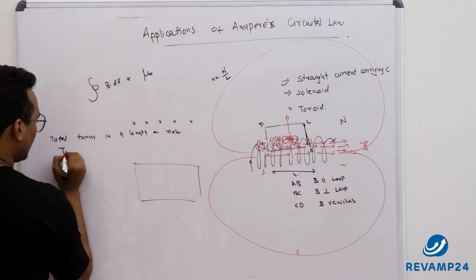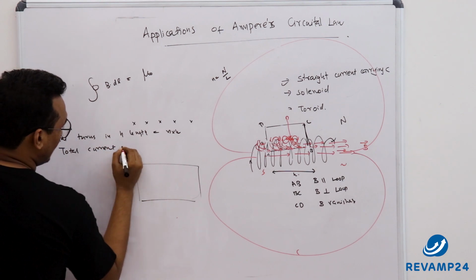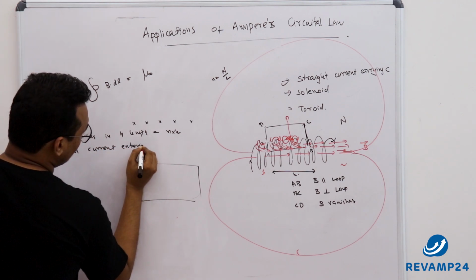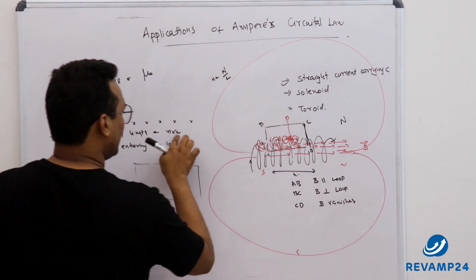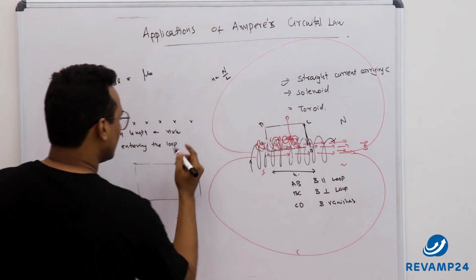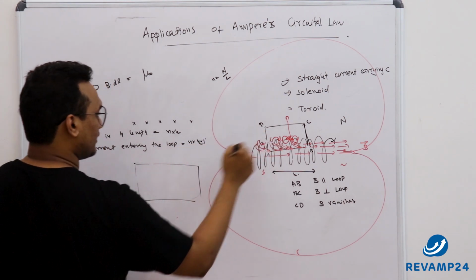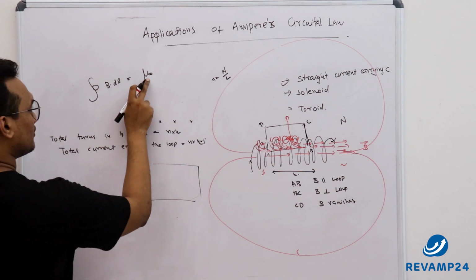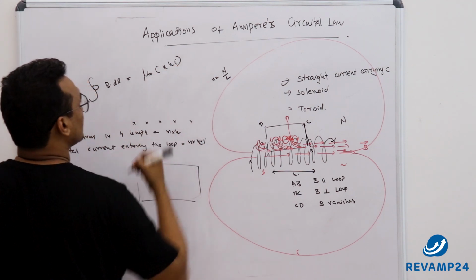So the total current entering the loop, if n into h conductors are there, is n into h into I. That is the total current entering. So here, mu0 into total current is mu0 n h I.